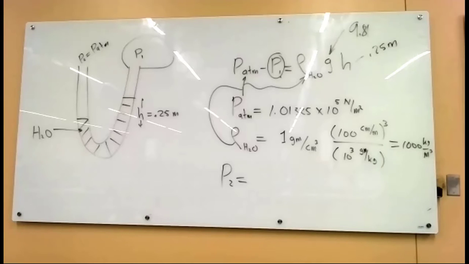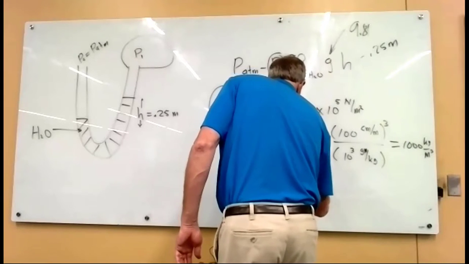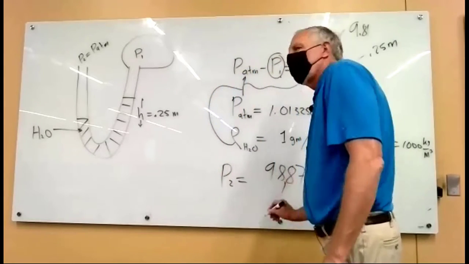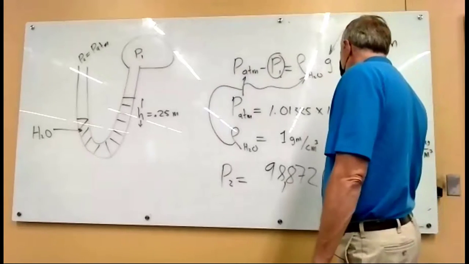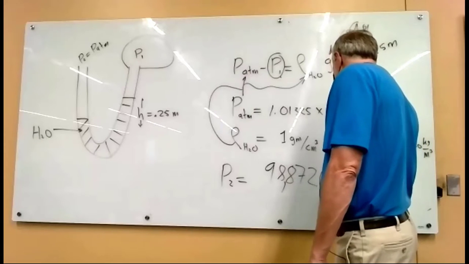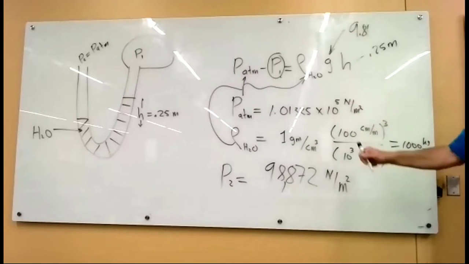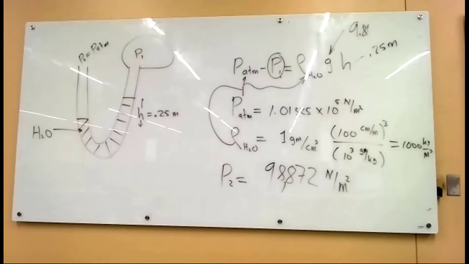So what'd you get? Shout it out. 98,872. So 98,000. What are the units? It's got to be newtons per meter squared. So make sure you work the units out. That's pretty standard stuff now. We ought to be able to get that. So that's how you can use water in a tube to measure pressure.